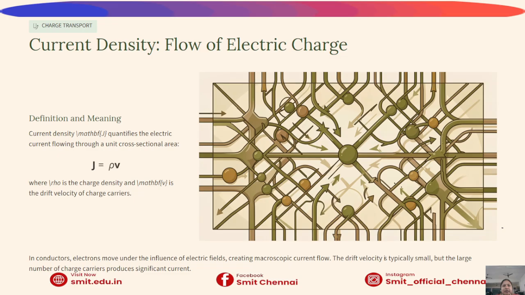When an electric field is applied across a conductor, free electrons start moving in a specific direction, creating an electric current. Although the drift velocity of electrons is very small, the presence of a large amount of charge carriers results in a measurable electric current. Current density helps in understanding how electric current is distributed within a conducting material.